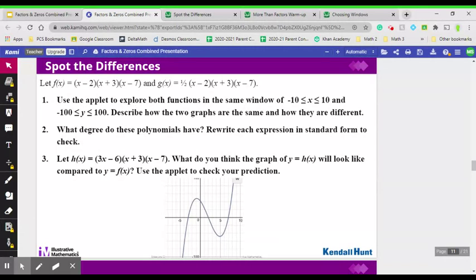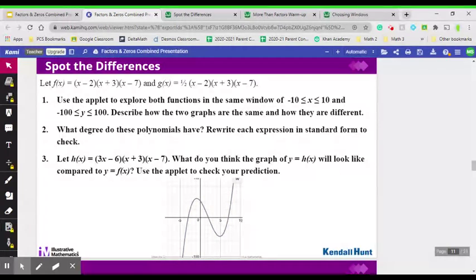So for starters, we have f of x and g of x up at the top. They're both factored versions of a polynomial. And if you are looking at both of these in the same window, we're going to be looking at how the graphs are the same and how they are different. We're looking at also rewriting them in standard form to see what kind of degree they have, or what is the biggest exponent when you're in standard form. And then lastly, we'll look at h of x, and we're going to try to think about how h of x is going to be changing, and we're also going to look at a slider to go along with h of x as well.